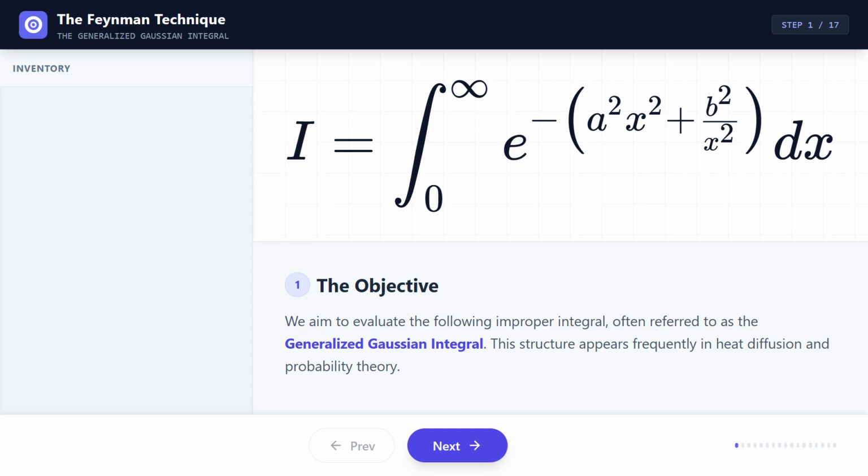Today we're going to be solving this parameterized integral right here. This relates back to the result we got in our previous video. We will be using that result to solve this one. But this structure appears frequently in things like physics, chemistry. It's used in diffusion and probability theory and things like that. But let's just get started with it.